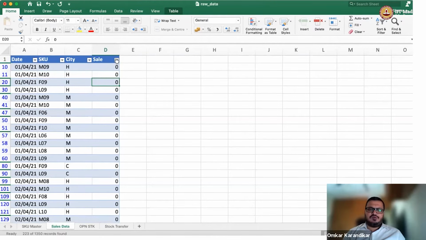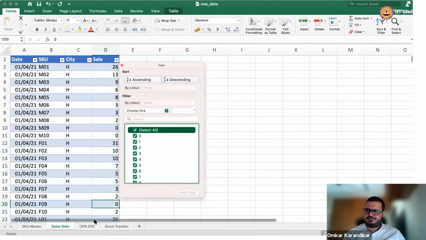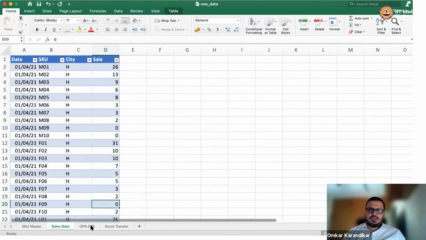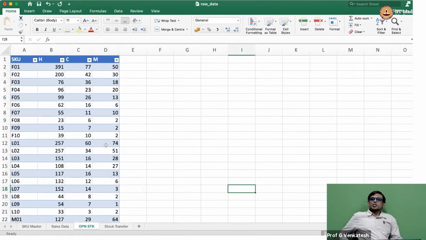Now we will talk about the next data set, which is opening stock. On the 1st of April, what is the stock position in all the 3 FCs for each of the 30 SKUs? That is what this table is: the opening stock position on the 1st of April.